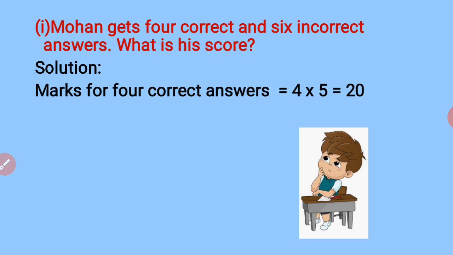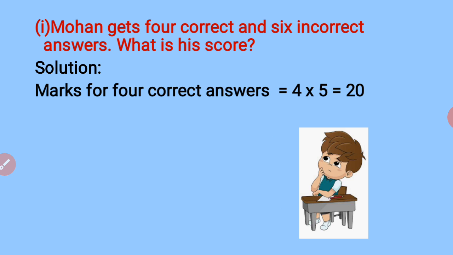Now, marks for 4 correct answers. How much mark was allotted for 1 correct answer? It was 5. 1 correct answer means 5 marks. 4 correct answers means 4 multiplied by 5, that is 20 marks. So for those 4 correct answers, Mohan has got 20 marks. I will suggest you keep yourself in Mohan's place.